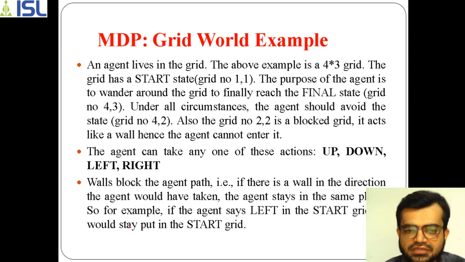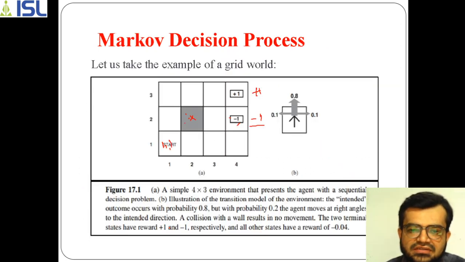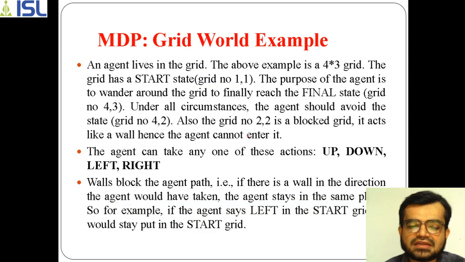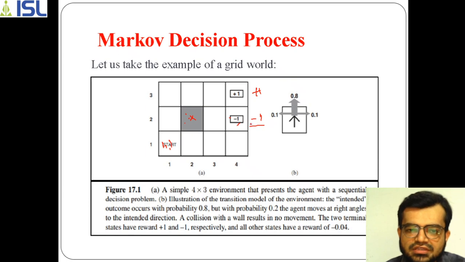Just now I said there are 4 directions, I mean 4 actions. What are the 4 actions an agent can perform? The agent can go in the up direction, down direction, left direction, or right direction. These are the 4 actions an agent can perform here. Here, as state 4 by 2 is -1, the agent should avoid this state.